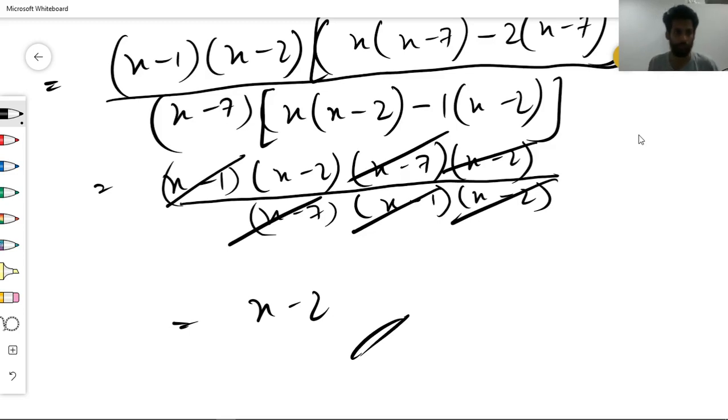So we have completed this exercise, the chapter. The next chapter we will start is linear equations.